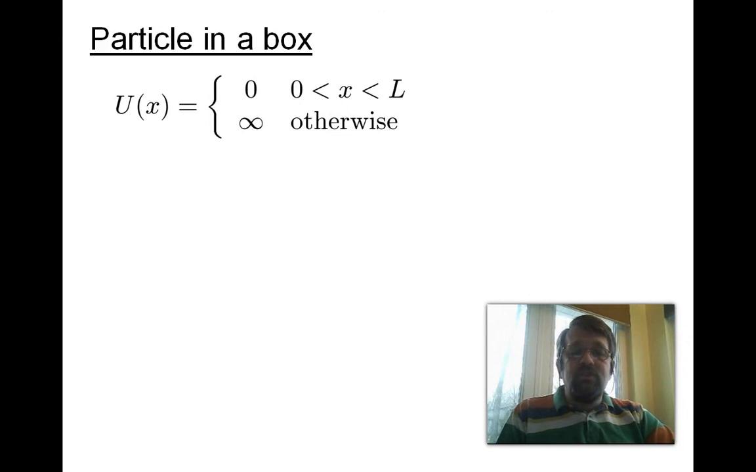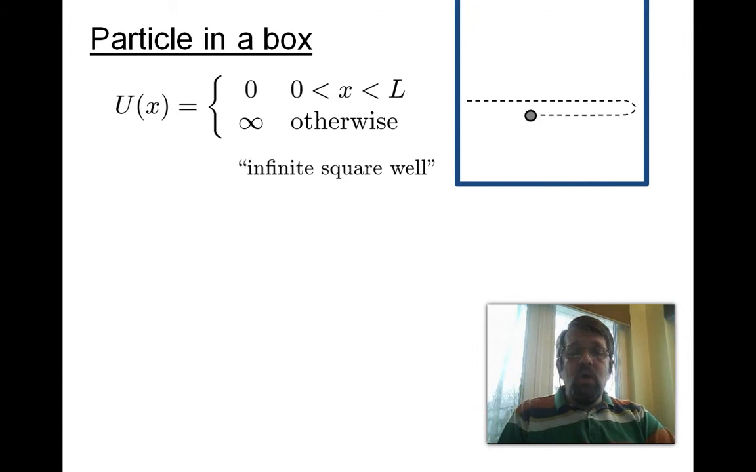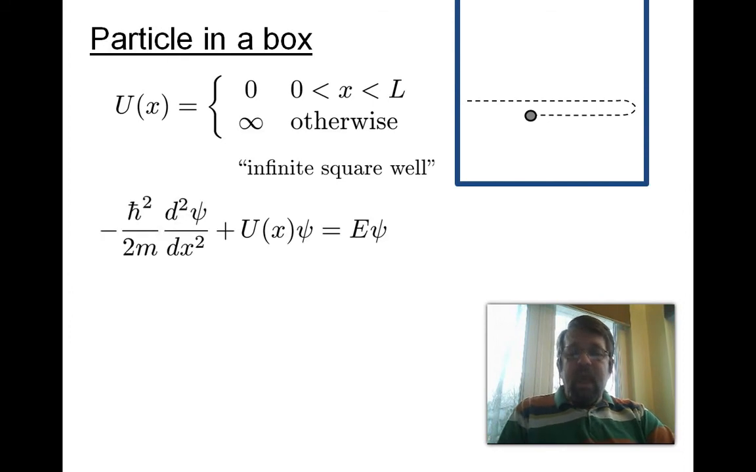The potential in question is 0 if you're inside the box between 0 and L, and it's infinity otherwise. It's infinite. So there's no amount of energy you can have that would get you outside of the box. So this is sometimes called an infinite square well, and the particle just bounces back and forth between these impenetrable walls of potential energy. And so we can apply the time-independent Schrodinger equation to find the standing wave patterns.